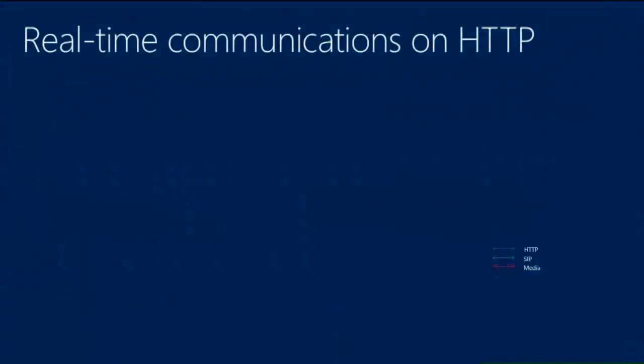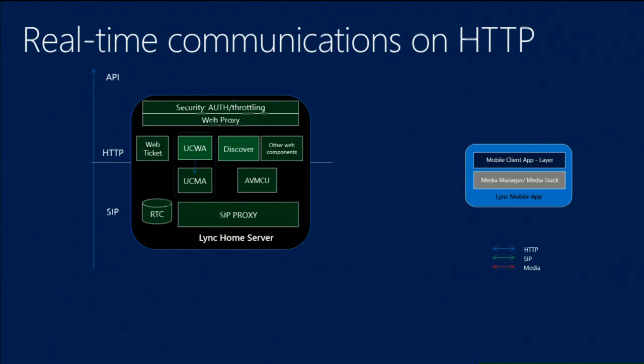So let's take a better look at this architecture that we're using. So we said we're doing this REST API over UCWA. We call this real-time communications over HTTP. Looking at our Lync server, you'll see our AVMCU, responsible for our conferences. You'll see our SIP proxy. It's actually the SIP register, SIP proxy. It's where our clients register against. RTC database, we have our UCMA.